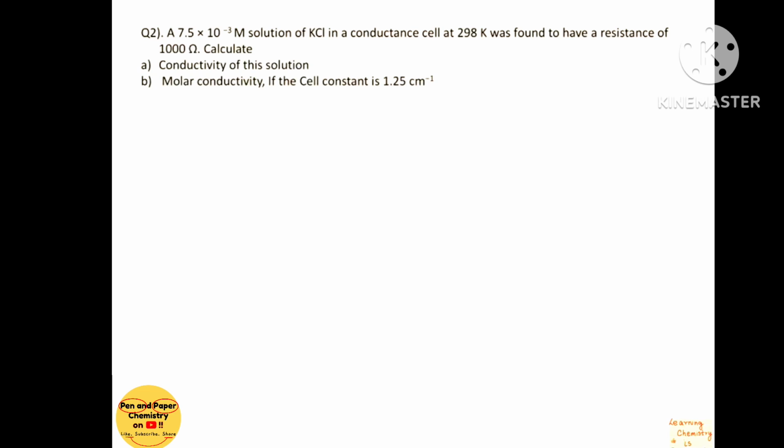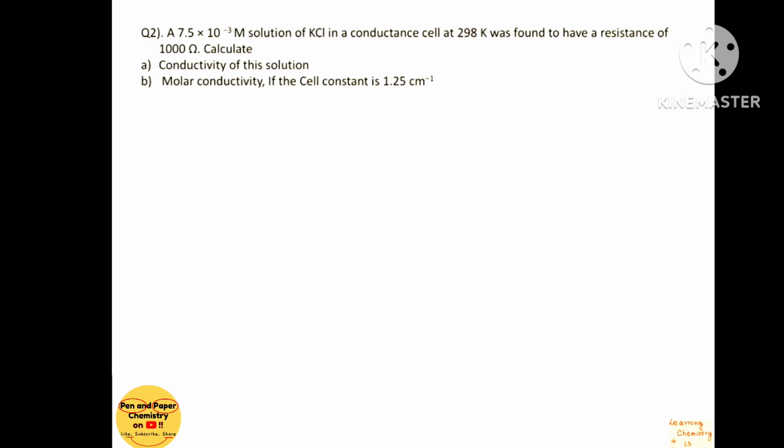Second question says a 7.5 into 10 to the power minus 3 molar solution of KCl. I'm reading it out for you just in case there is any confusion in the writing. Solution of KCl in a conductance cell at 298 Kelvin was found to have a resistance of 1000 ohms. There are 3 zeros. Calculate, first part, the conductivity of this solution. Second part, the molar conductivity if the cell constant is 1.25 per centimeter.